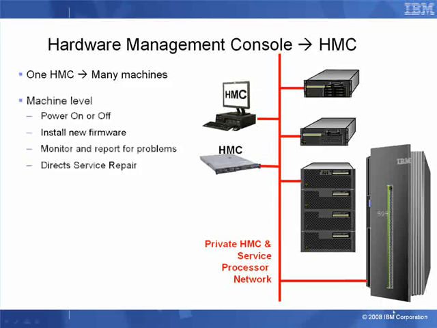The HMCs actually will talk to each other and they'll remain in sync. The HMC is used for machine level functions like powering on and off the POWER-based machines. It can be used to update the firmware inside the machine. It monitors and reports problems on the main machines. In fact, it's the HMC that will dial back to IBM and inform IBM of any problems on the machine so we can action an engineer to bring a replacement part as soon as possible.